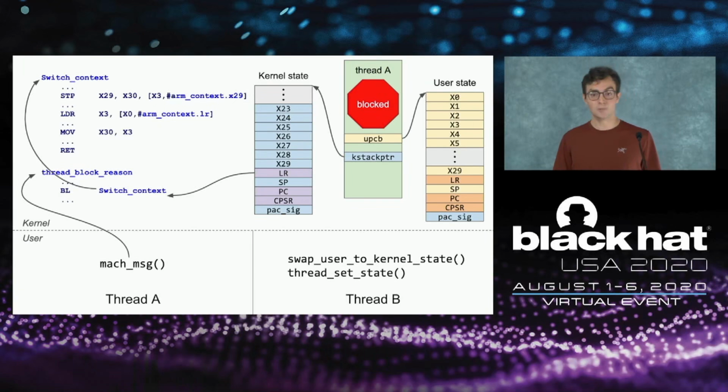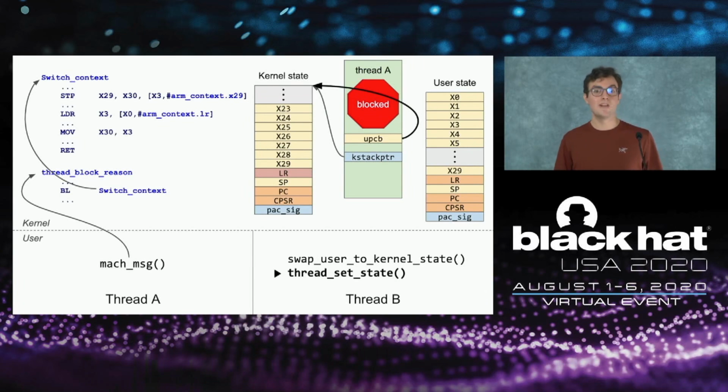And while thread A is blocked, we're now going to come in on thread B, and we're going to swap out the pointer to the user state so that it now points to the kernel state instead. So this is going to leave us in this situation where the pointer to thread A's user state blob now points to its kernel state blob. And at this point, we can now call thread set state on thread A to set the registers in its kernel state.